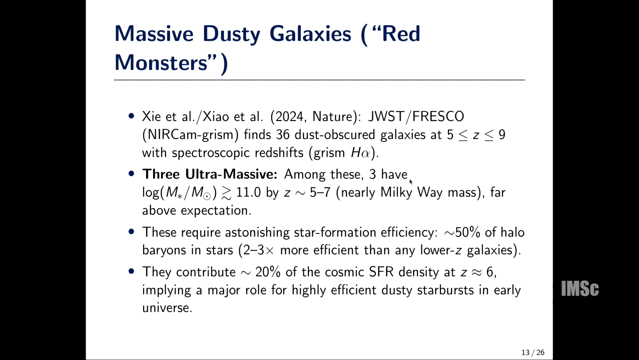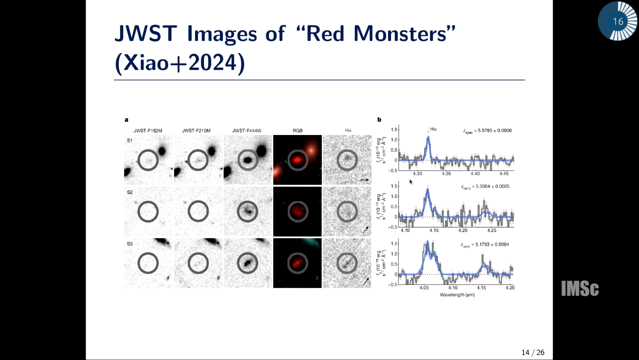This is 2 to 3 times more efficient than even the most efficient conversion that you see in low z galaxies. This is a result that I sincerely doubt. There is something funny going on here for sure. Because these objects by themselves are expected to contribute 70% of the cosmic star formation rate density at a redshift of 6, indicating that efficient dusty starbursts in the early universe were quite important as a source of ionizing photons.